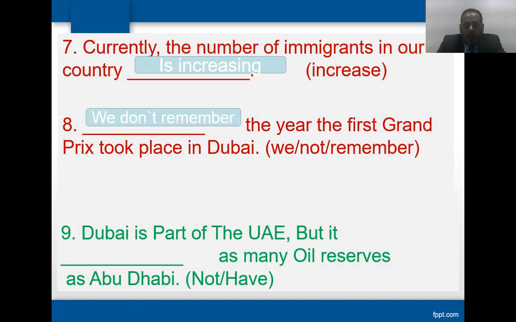Dubai is part of the UAE, but it has as many oil reserves as Abu Dhabi. So I want to use have with Dubai. What do we say? Doesn't have. Remember that when you use don't or doesn't or didn't, you have to put the base form of the verb. Can I say doesn't has? That's wrong.